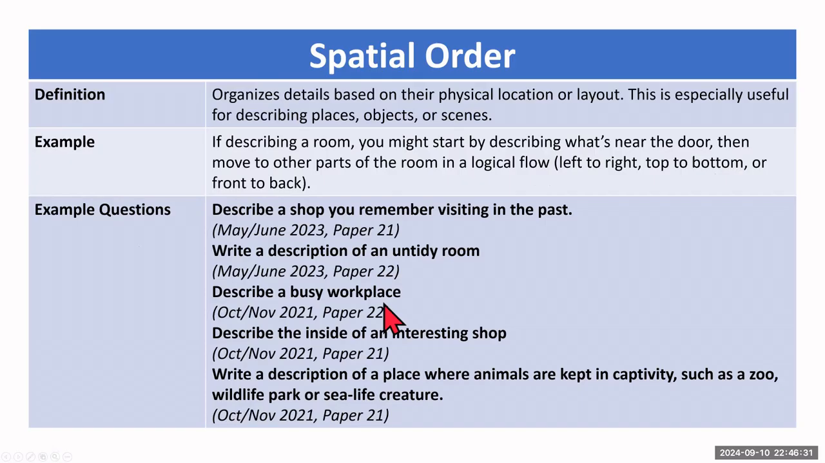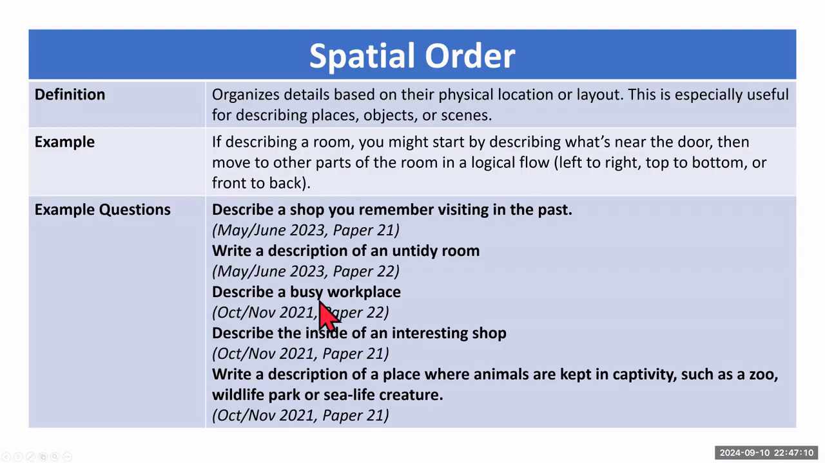So here are some example questions. In May, June 2023, paper 2-1, there was this question, describe a shop you remember visiting in the past. So this would be done in spatial order. Another one, write a description of an untidy room. So you may also want to do this in spatial order. This was from May, June 2023, paper 2-2.